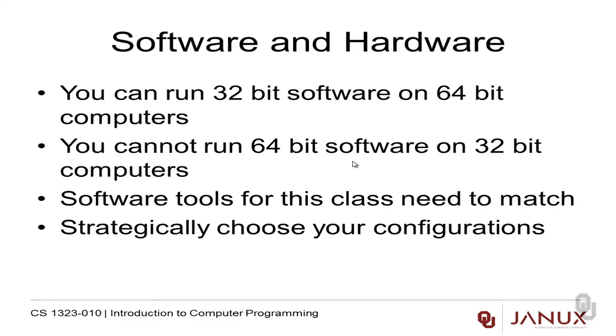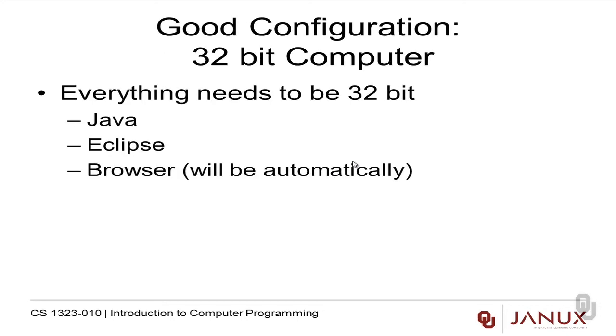Now, you can run 32-bit software on a 64-bit computer, but you can't run 64-bit software on a 32-bit computer. The software tools for this class need to match, so you need to strategically choose your configuration. Here's a good configuration for a 32-bit computer. Everything needs to be 32-bit. This includes Java, Eclipse, and your browsers. Now the good news is your browsers will be 32-bit automatically. So if you have a 32-bit computer, these are the choices you need to make.